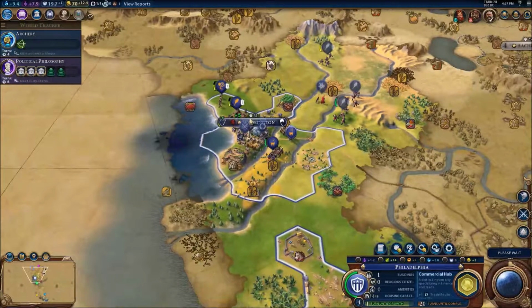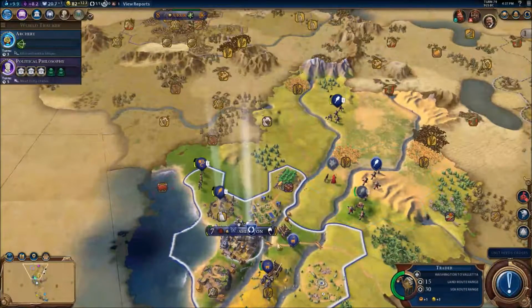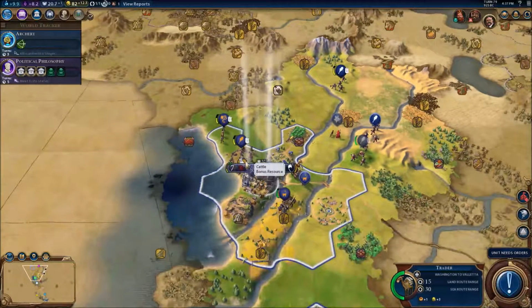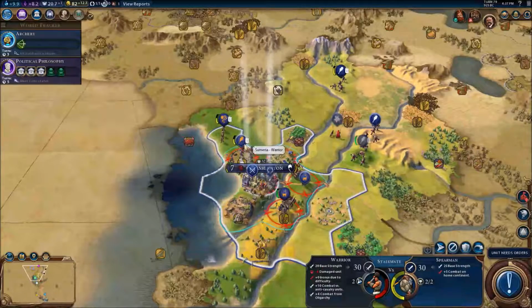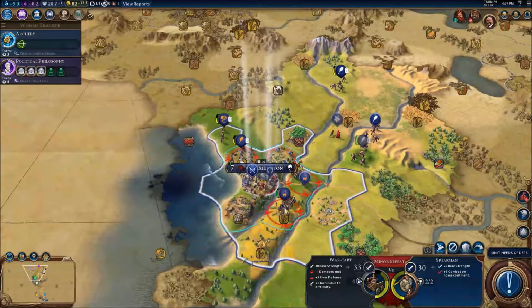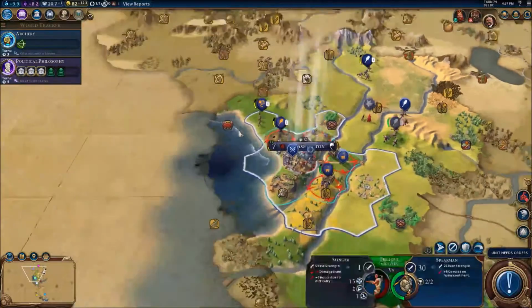So right now they're just moving around. All right. So we can get a stalemate versus these guys, a major defeat or a minor defeat. Or a decisive victory if we fought against the slingers.